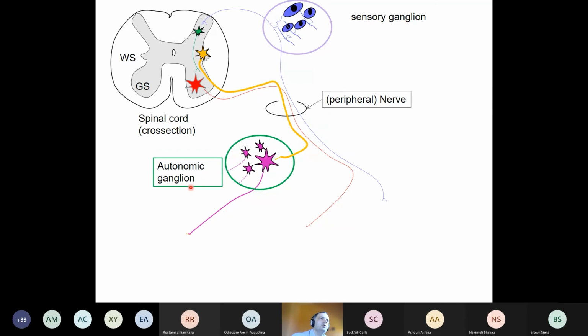And before I show you the histological pictures of those, one more remark that I will come back to in the next week. Here I was talking all the time about processes of neurons going and coming through the periphery.